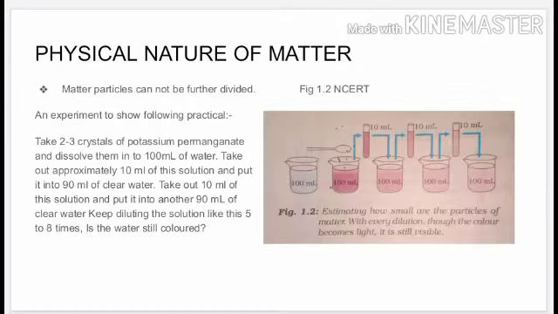This is the physical nature of matter, second part. Matter particles cannot be further divided. An experiment to show this practical is given below. Take 2 to 3 crystals of potassium permanganate, that is KMnO4, and dissolve them in 100 ml of water.